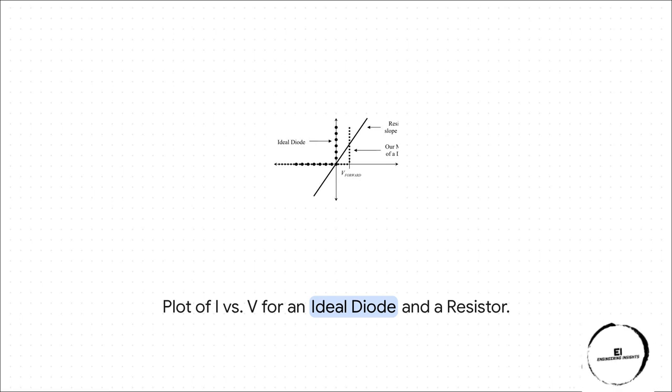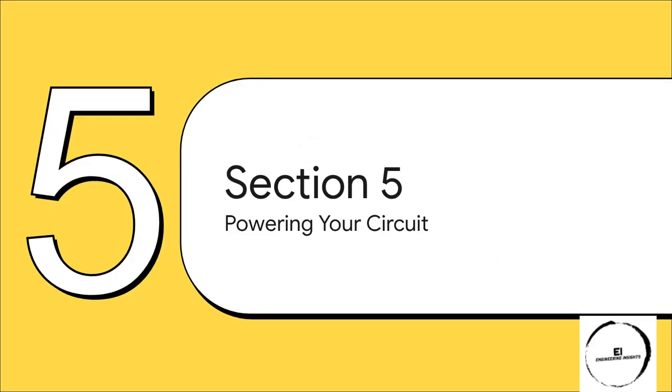Check out this plot. A standard resistor shows a nice, steady, sloping line. As voltage goes up, current goes up proportionally. But the diode, which is that dotted vertical line, does absolutely nothing until it hits a very specific forward voltage. Once it hits that exact voltage, boom, it suddenly turns on, allows current to flow, and fiercely holds the voltage exactly at that level. And that brings us to section 5, powering your first circuit.